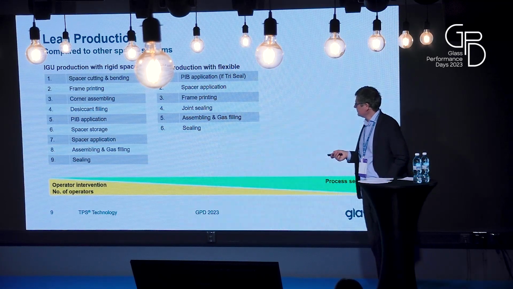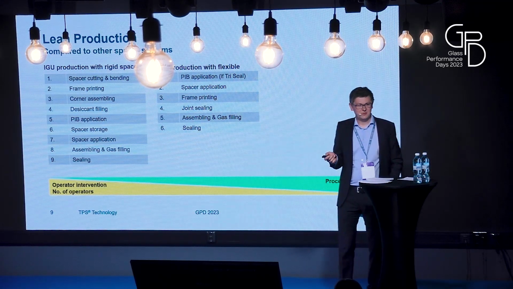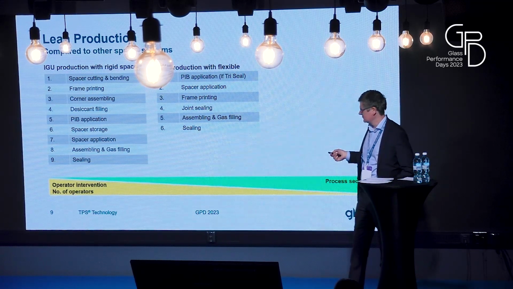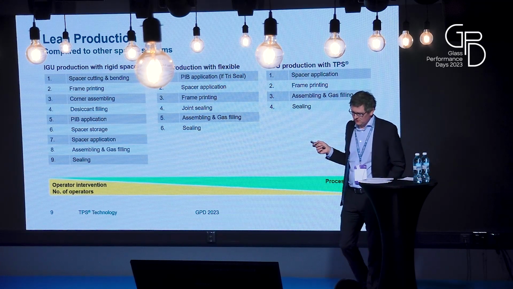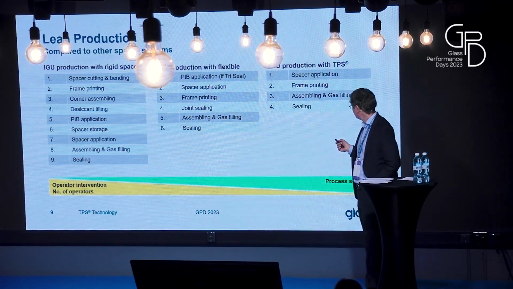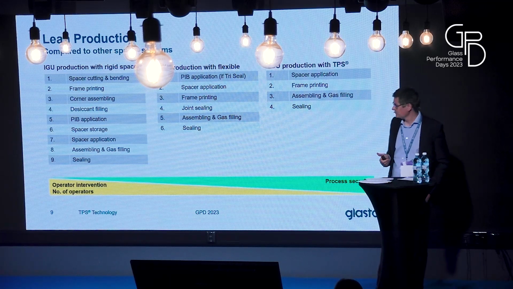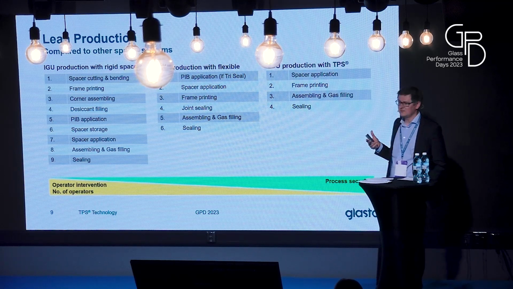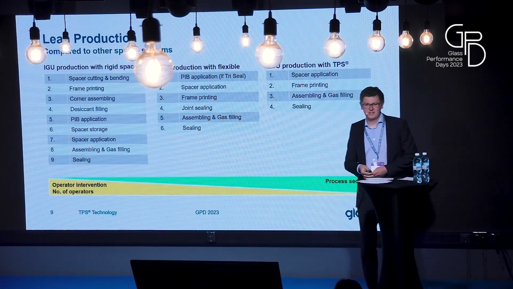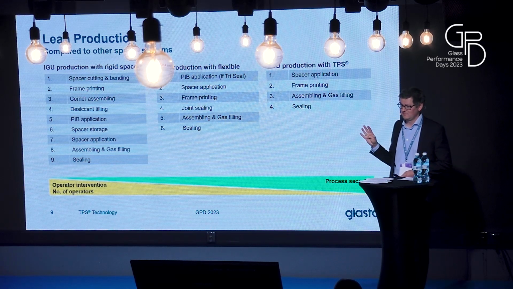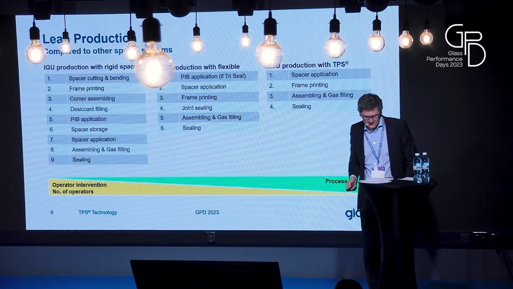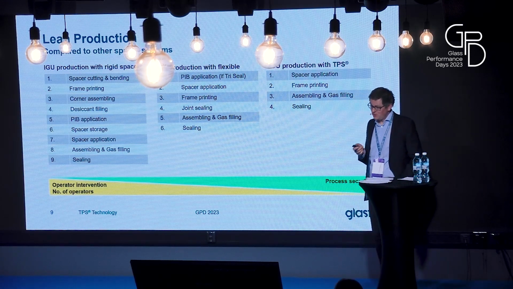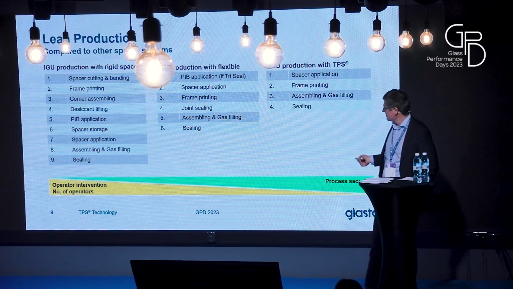In the middle, we have the IG production with flexible foam spacers, and you can see the amount of steps is reduced to 6, so there is an improvement. And now let's have a look at the IG production with TPS. The first step is the spacer application to the glass. Then we have the frame printing, assembling with gas filling, and finally sealing. So there are only 4 steps, not more. And now you can imagine why TPS was and is still a game changer in the production of IG units.